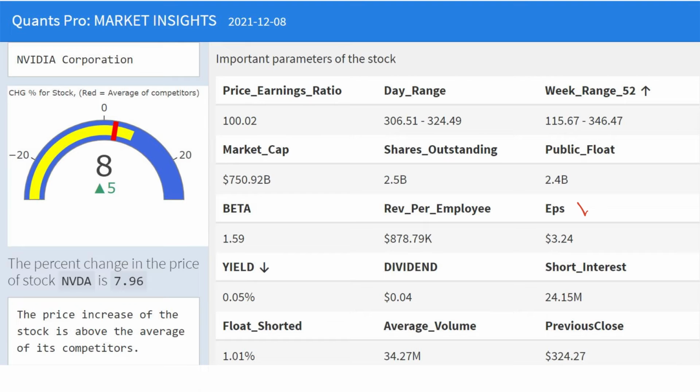The market capitalization value, which expresses the weight of the company's performance in the market, is $750.92 billion. Public float value is also approximately 2.4 B. The stock of the company closed at 34.7 with an average volume of 34.27 M. While the stock oscillated in the range of 306.51 to 324.49 during the day, the 52-week movement range was 115.67 to 346.47. After talking about some descriptors for you, let's look at the return performance of the company.